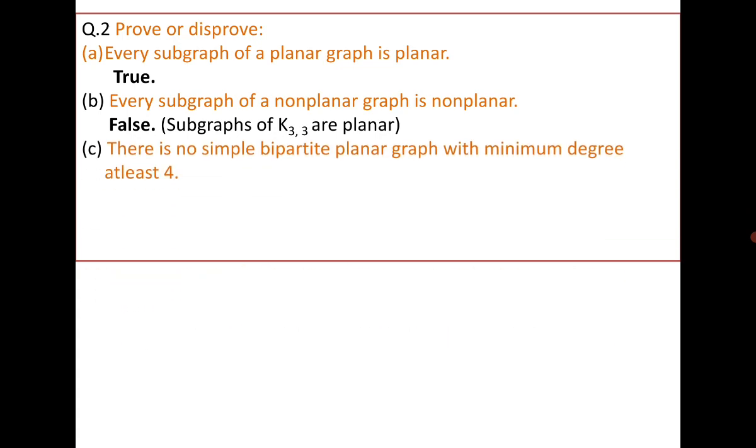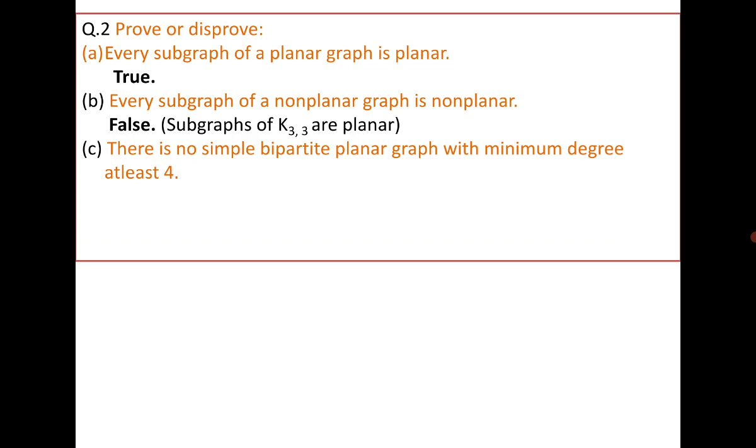There is no simple bipartite planar graph with minimum degree at least 4. So we need to prove or disprove it. To prove it, we will go by contradiction, which means that let us assume that there exists a simple bipartite planar graph with minimum degree at least 4.